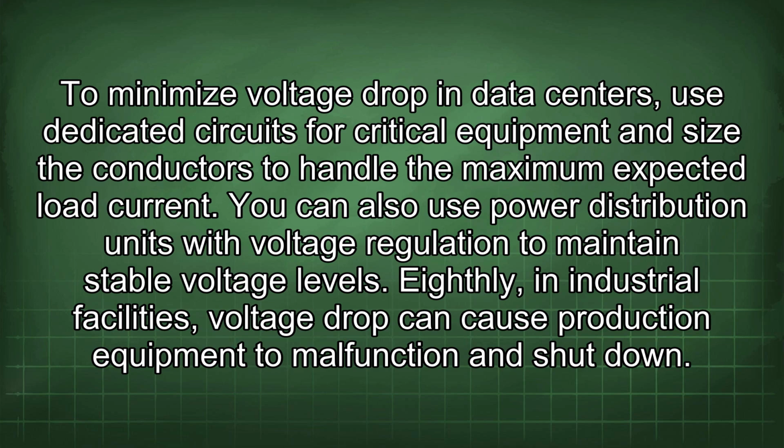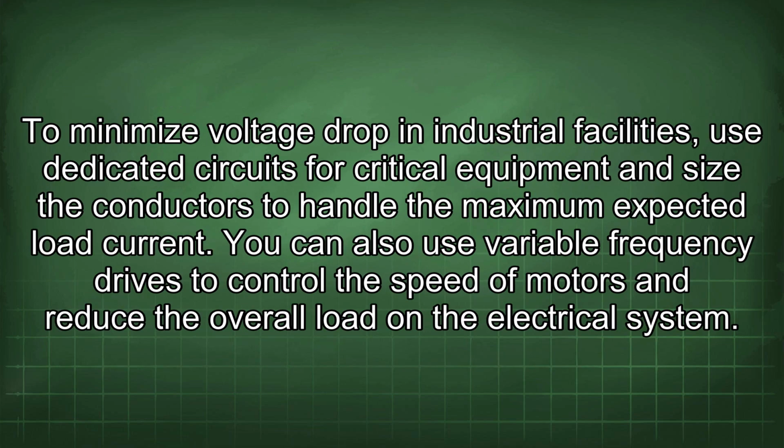Eighthly, in industrial facilities, voltage drop can cause production equipment to malfunction and shut down. To minimize voltage drop in industrial facilities, use dedicated circuits for critical equipment and size the conductors to handle the maximum expected load current.